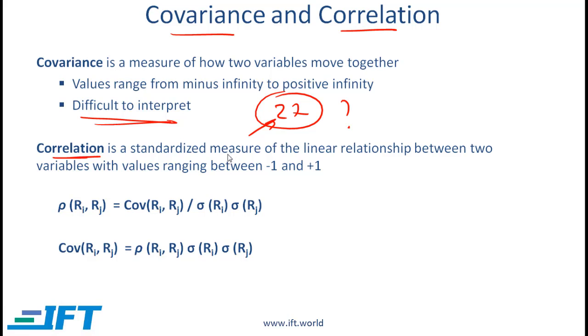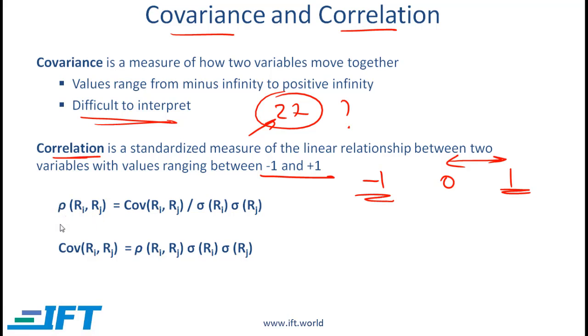Correlation, however, is a standardized measure of the linear relationship between two variables. The values range between -1 and 1. A correlation of 1 means that there is perfect positive correlation between two variables. They move up and down together. A correlation of 0 means that there is no correlation between two variables. Most stocks, for example, will have a correlation somewhere between 0 and 1. A correlation of -1 means that there is perfect negative correlation between two variables.